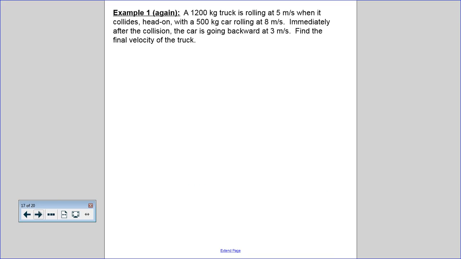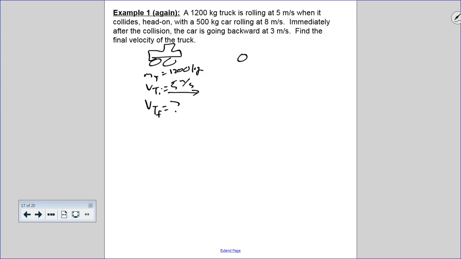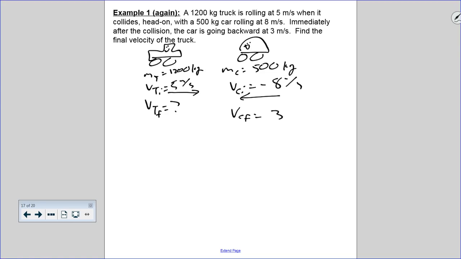So here's another way to do this. All right. So again, you always want to start with the drawing because it'll help you keep track of your signs. I'm going to plow through the drawing again real fast. So here's my truck. The mass of the truck is 1,200 kilograms. The velocity of the truck initially was, what, 5 meters a second this way, so it's positive. The question wants us to find the final velocity of the truck. Here's the car. Mass of the car is 500 kilograms. Velocity of the car initially is negative 8 meters a second. Velocity of the car final is 3 meters a second.